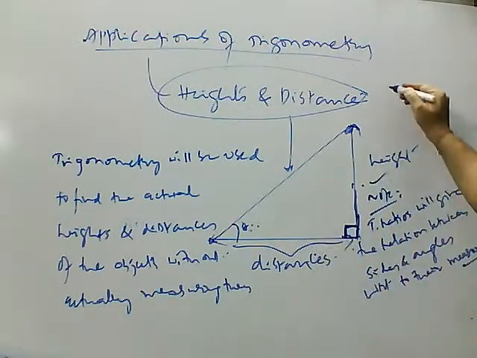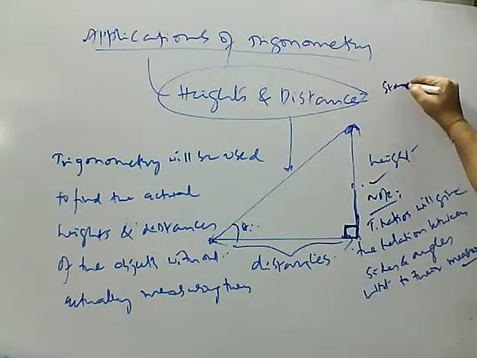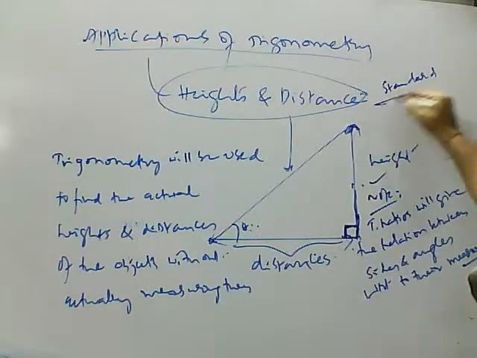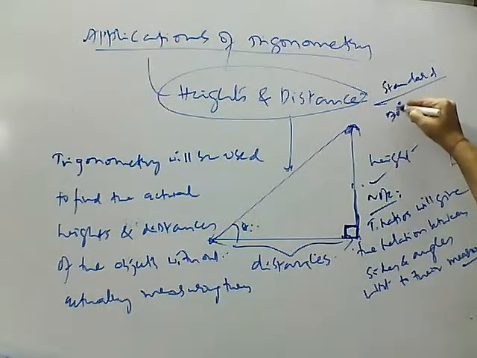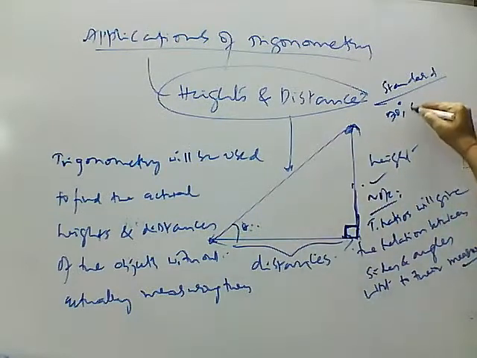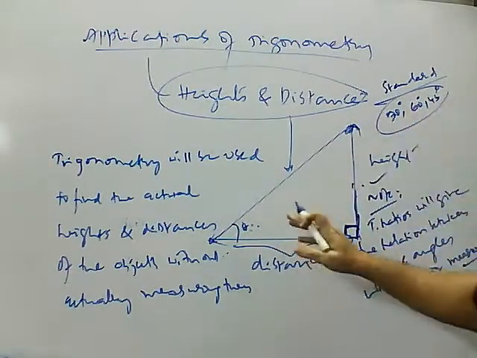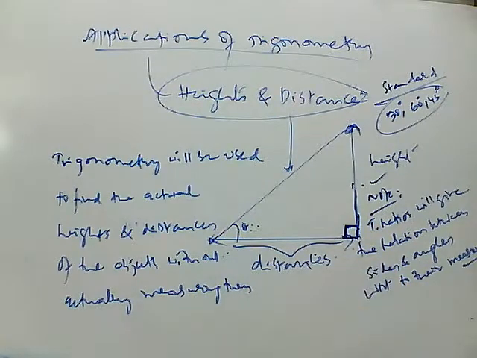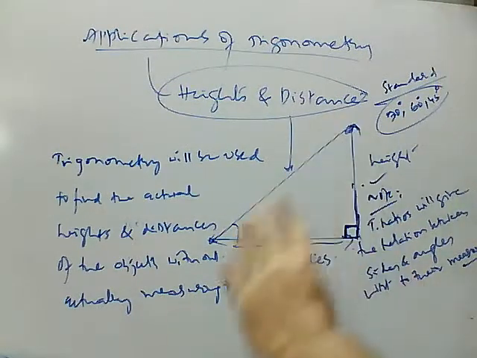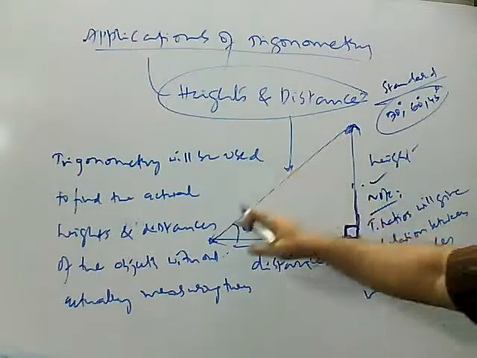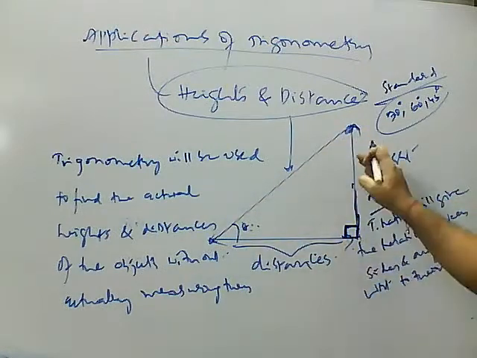So what angles will we use? Basic, standard angles: 30 degrees, 60 degrees and 45 degrees. 0 degrees won't be there, and 90 degrees won't be there, because this is already 90 degrees; it won't be a right angle triangle. 0 is not possible because there is no elevation; the hypotenuse will become equal to the base, so there is no height.